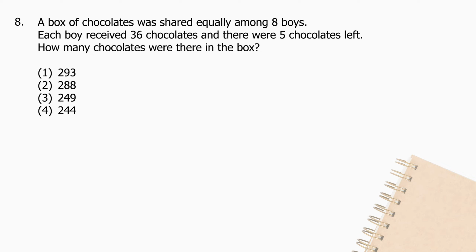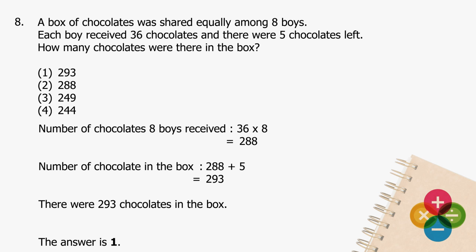Question 8. A box of chocolates was shared equally among 8 boys. Each boy received 36 chocolates, and there were 5 chocolates left. How many chocolates were there in the box? The number of chocolates 8 boys received will be multiply 36 by 8, and the product is 288. The number of chocolates in the box will be add 288 to 5, and the sum is 293. There were 293 chocolates in the box. The answer is 1.